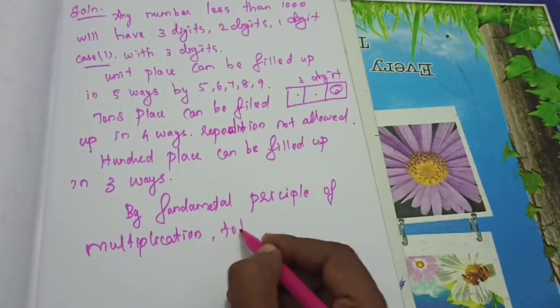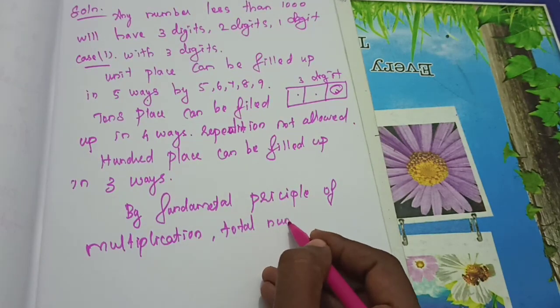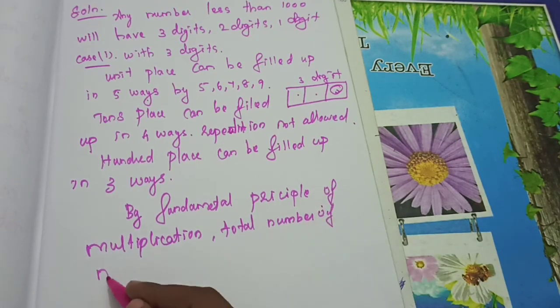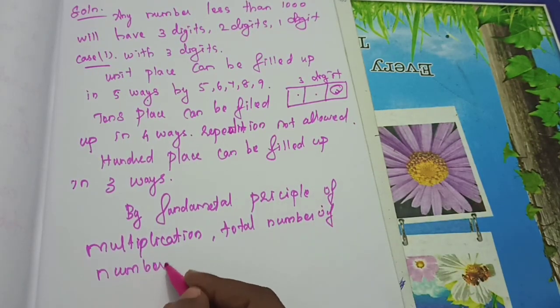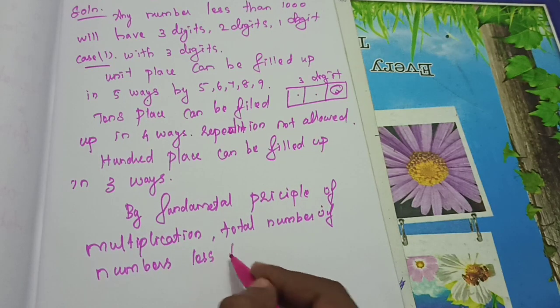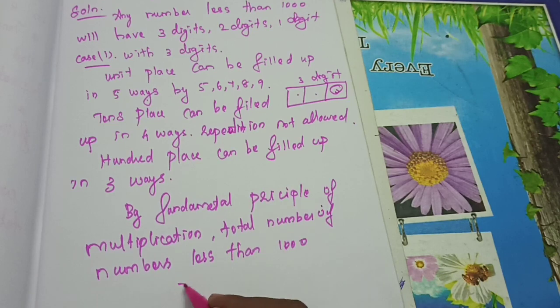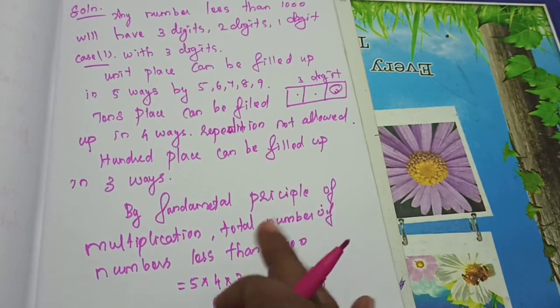Total number less than 1000, how much? 5 into 4 into 3. So how much? 20 into 3 means 60. Keep it as equation number 1. Okay.